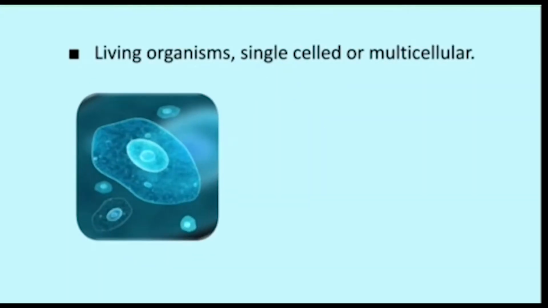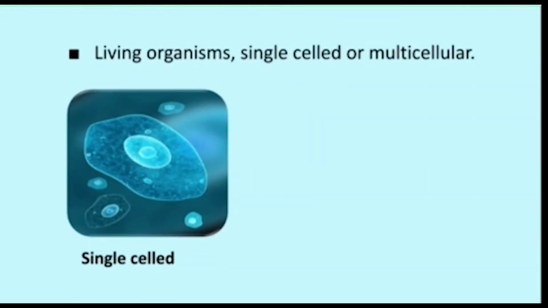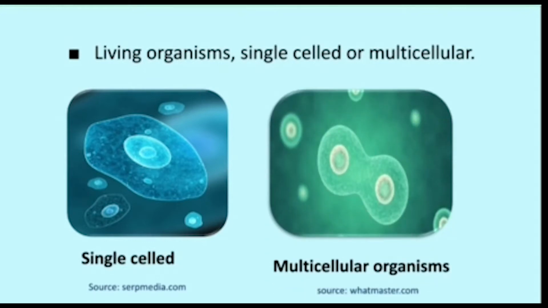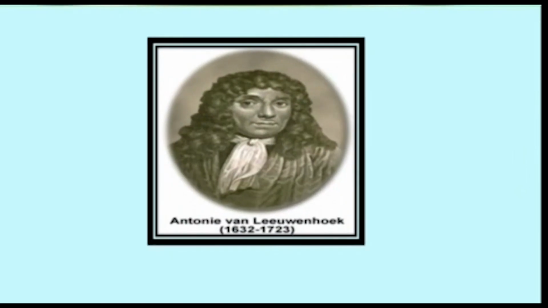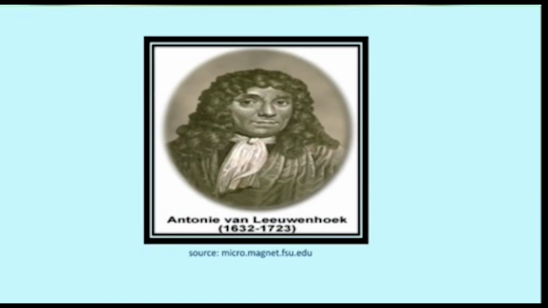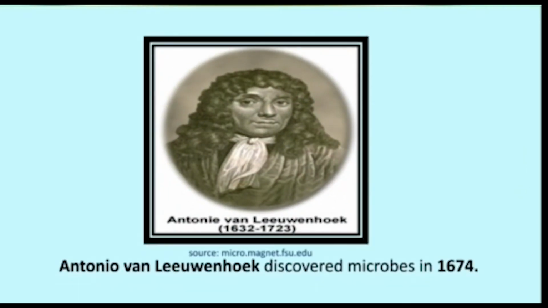Microorganisms are microscopic living organisms which may be single-celled or multicellular. Microorganisms were discovered in 1674 by Antony van Leeuwenhoek using a microscope of his own design. Microbes are minute unicellular organisms that are invisible to the naked eye.